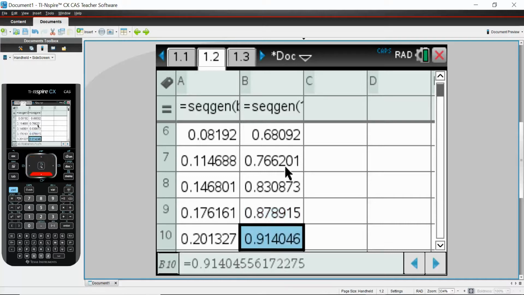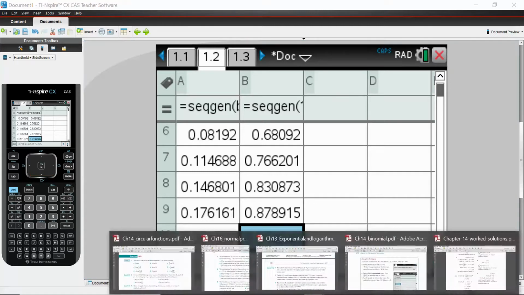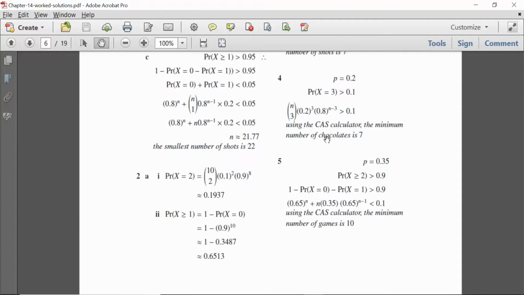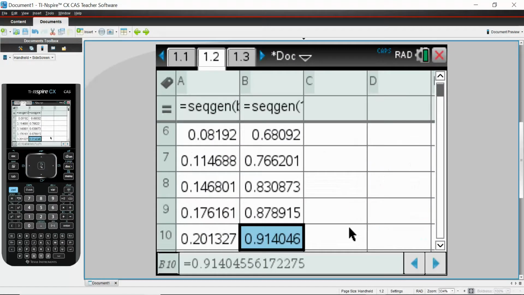And you can see right here, at n equals 9, I get 87% chance. So I have to do at least 10 trials to get 91. Okay, so 91 to get more than 90%. So 10 trials, and that would be my answer. So I'll go and check the answers. Chapter 14. Question 5, and it says here, using the CAS calculator, the minimum number of games is 10. Okay, and I've got it.